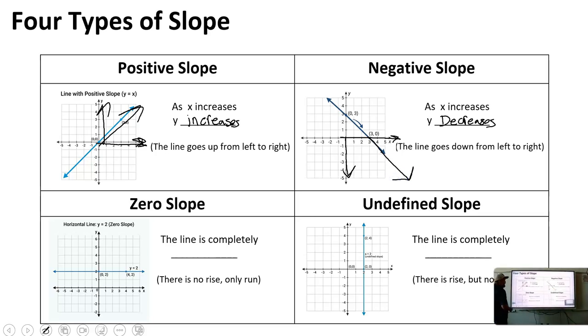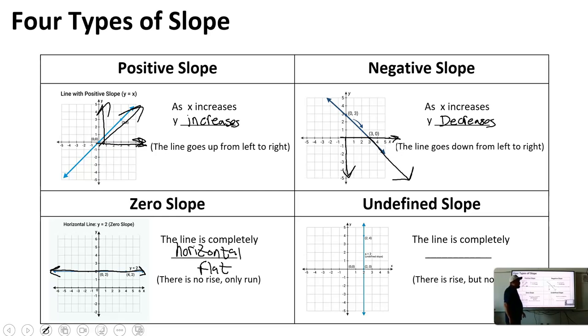We also have something called the zero slope. The line is completely horizontal, or you could say flat. Okay, so it's just a line that's laying down completely flat, nothing's happening. That means you have a zero slope.